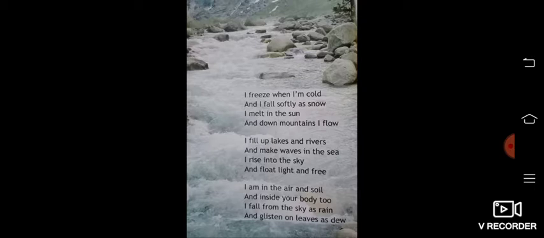I'll read. I freeze when I'm cold, and I fall softly as snow. I melt in the sun, and down mountains I flow. I fill up lakes and rivers, and make waves in the sea. I rise into the sky and float light and free. I am in the air and soil, and inside your body too. I fall from the sky as rain, and glisten on leaves as dew.